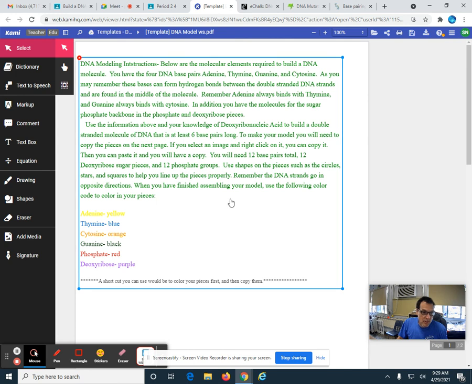So today's activity is about building a DNA molecule. So here are the instructions for doing that. Your molecule has to be 6 base pairs long. That means 6 connected base pairs down the middle. And in order to do that, you're going to need 12 bases total.